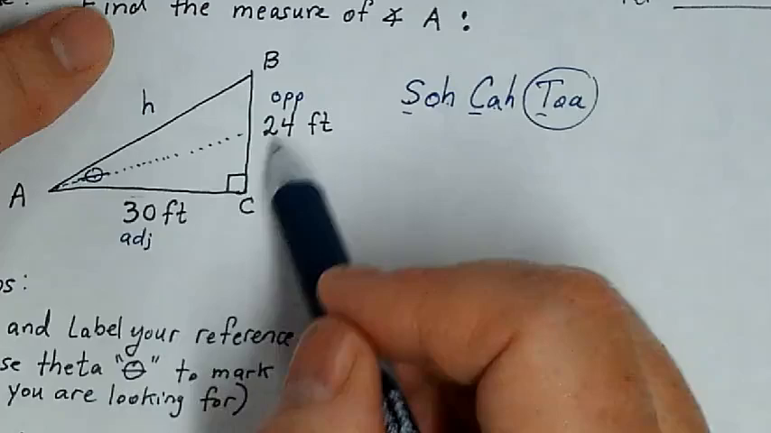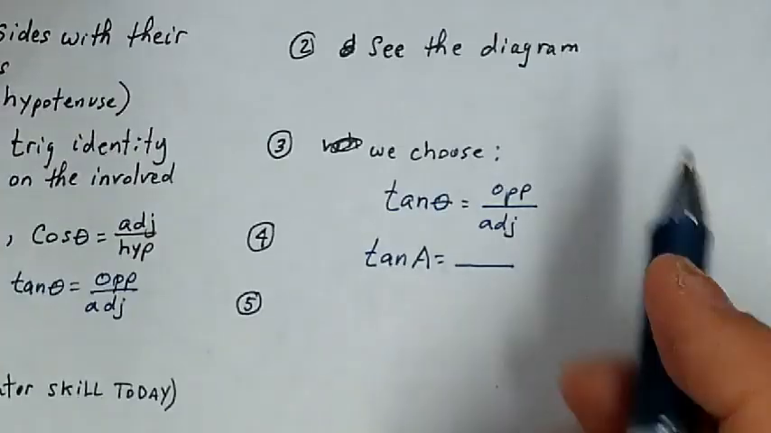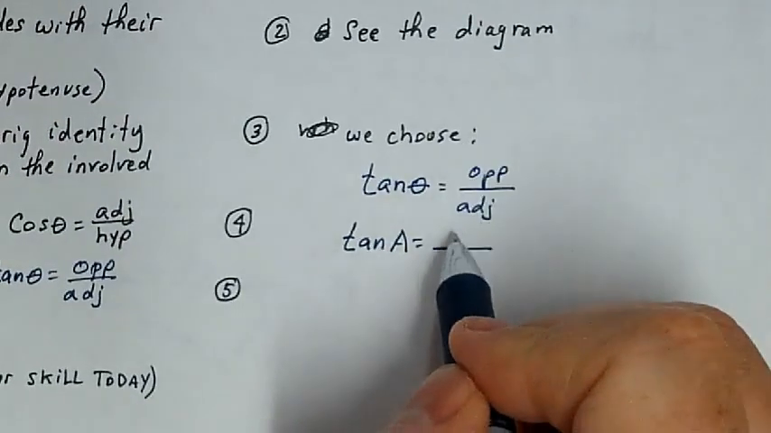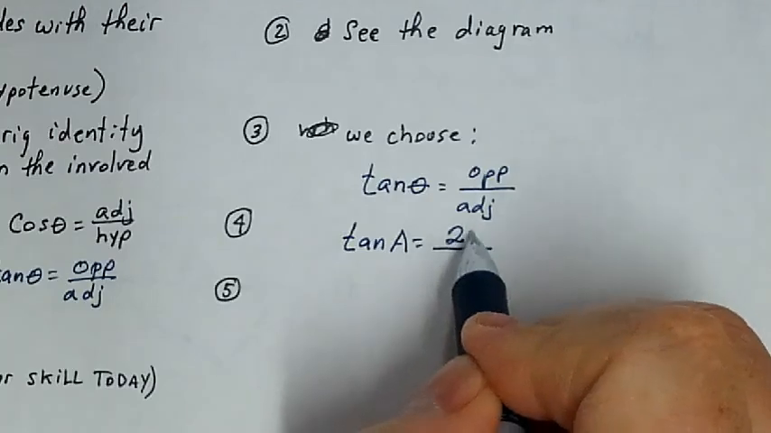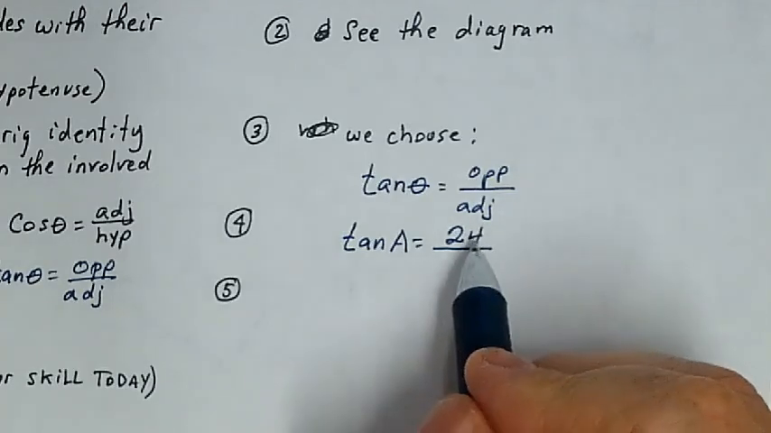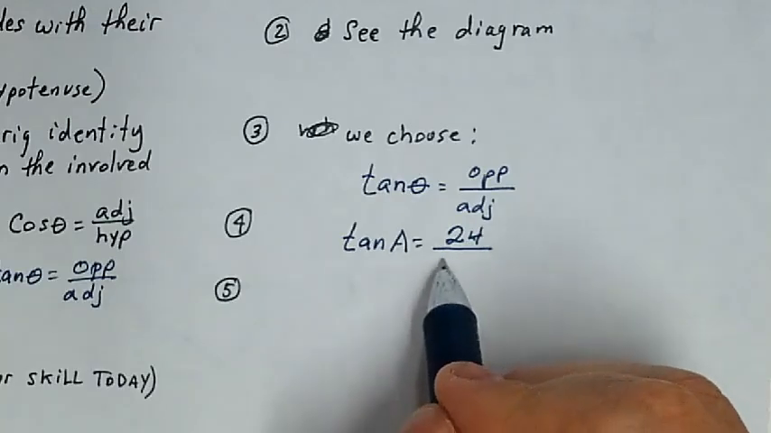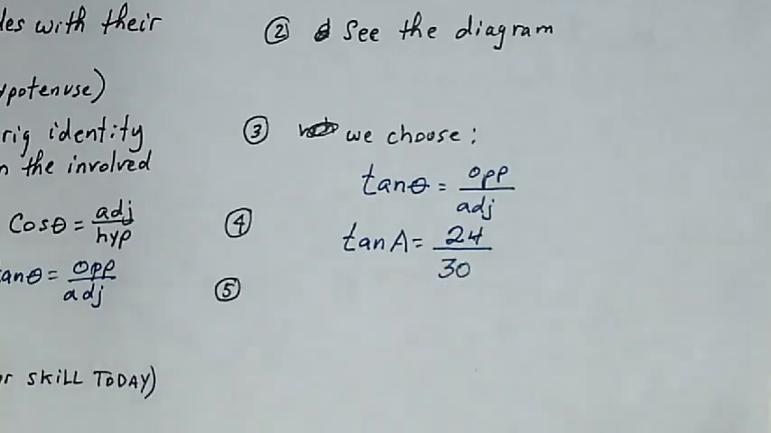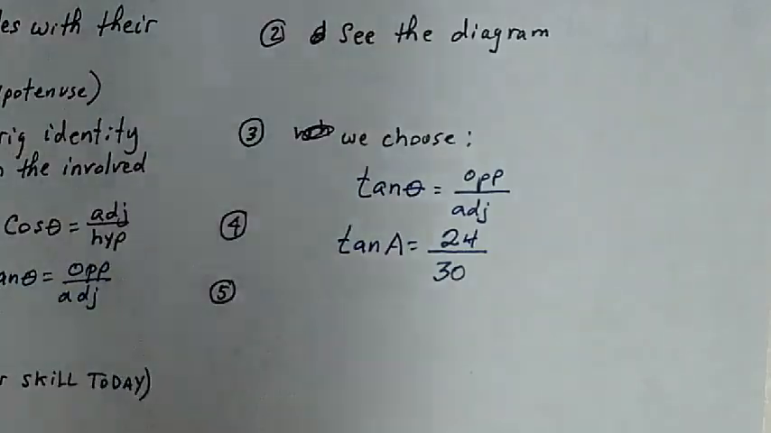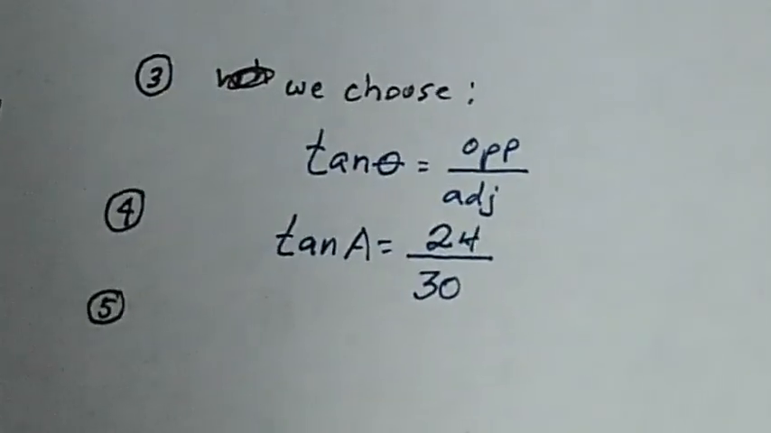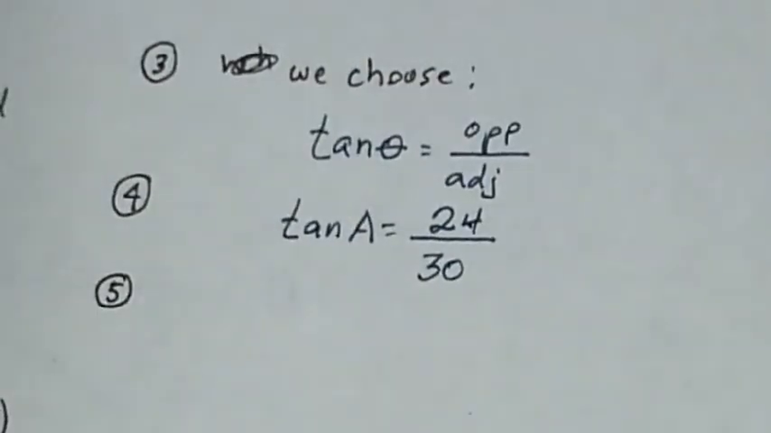And then the adjacent is 30. So when we fill this in and substitute, it's going to be the ratio of the opposite side, which is 24, to the adjacent side, which is 30. So if you didn't copy that down, take a second and copy that down, because there's something I've got to show you, and we're done. The lesson is done. So make sure you got that copied.